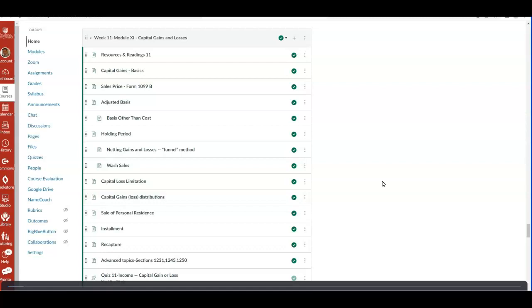So if you look at Week 11, Module 11, capital gains and losses, I put a lot of good information here for you to read, but I want to just for a moment go to that last one, advanced topics: section 1231, 1245, and section 1250. Kind of understand them ahead of time, I think it will be better. Then we go forward.